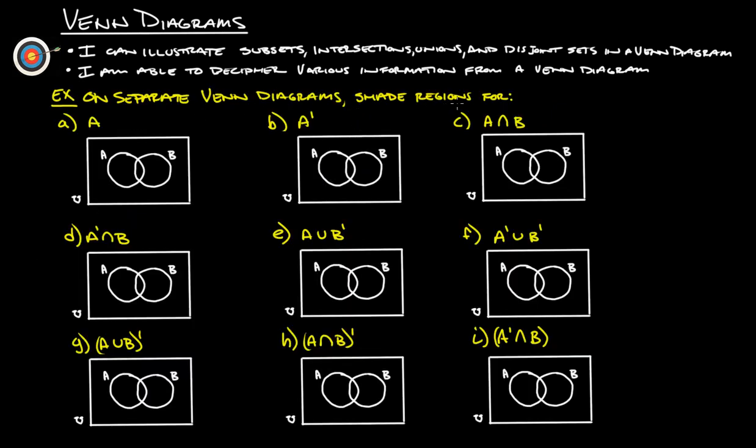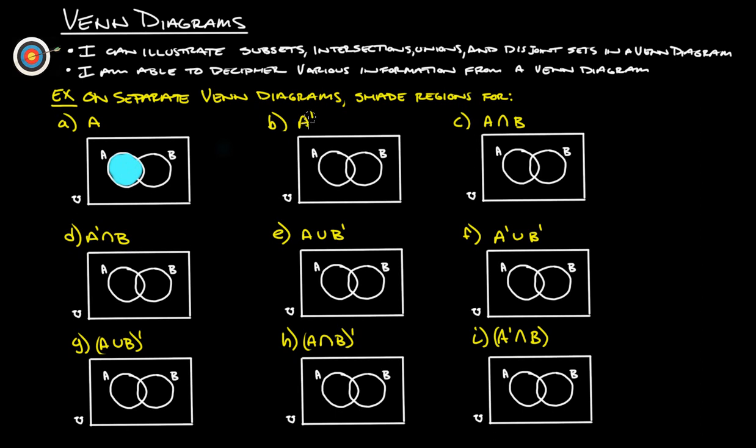Okay, on separate Venn diagrams, shade in the regions for each. So all we're going to do is shade in these regions. For A, anything that's in A, we're just going to shade that in. So if it's in A, that's what we want to shade in. That's going to be all of this. Okay, so that's shading in A.